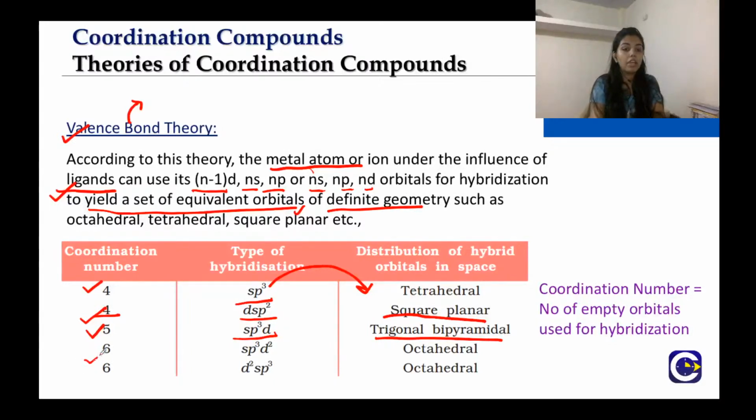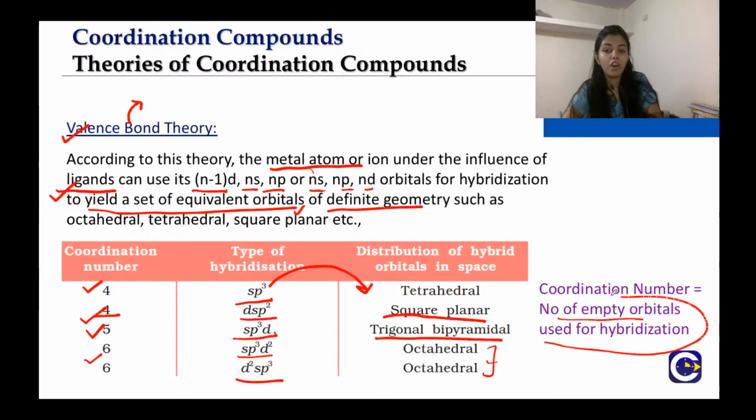Now, if the coordination number is 6, there are two possible types of hybridization, sp3d2 and d2sp3. So what is the difference between sp3d2 and d2sp3? In sp3d2 you use the outer d orbitals, while in d2sp3 you use the inner d orbitals. I'll explain it in the next slide also. Both sp3d2 and d2sp3 have octahedral geometry. Now, coordination number equals the number of empty orbitals used for hybridization.